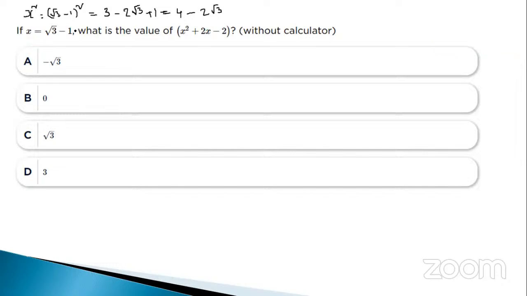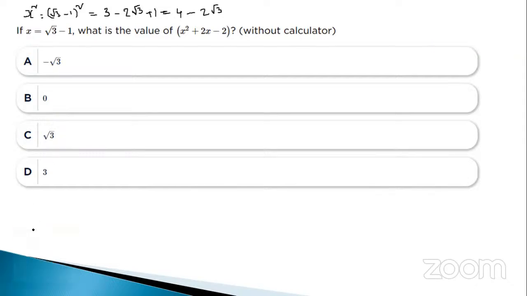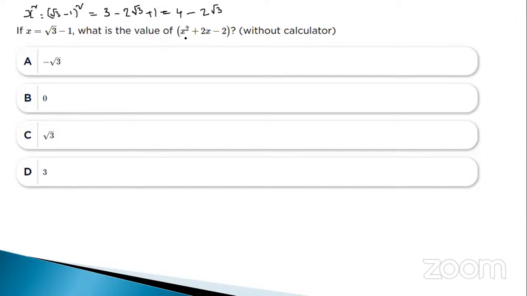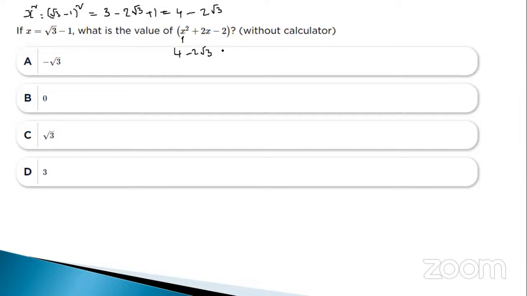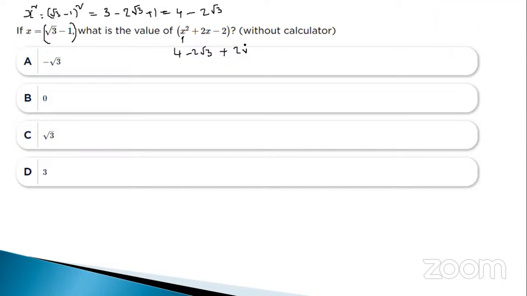So 4 minus 2√3, plus 2x, minus 2. Is the answer option B, 0? Really? See, in the place of x square, we are writing 4 minus 2√3. Plus 2 times x means multiplying √3 - 1 by 2. That is 2√3 minus 2.